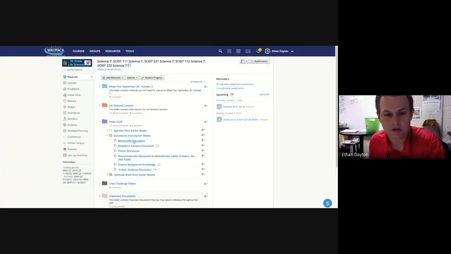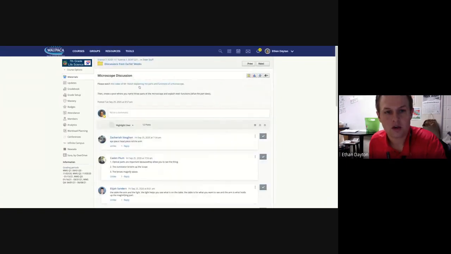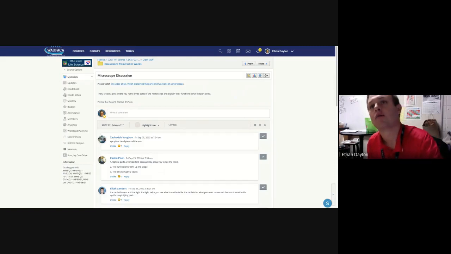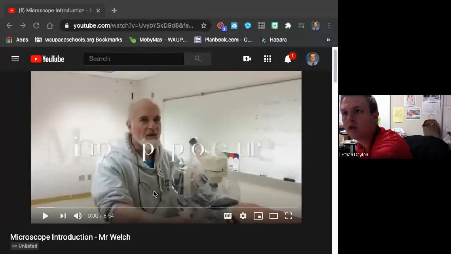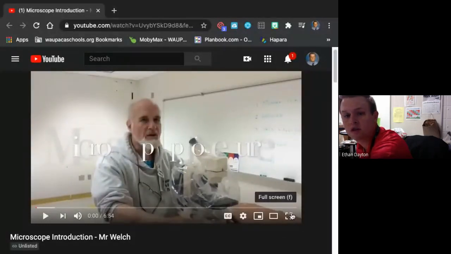All right, so then I would go to microscope discussion. Here is where we're going to listen to Mr. Welch explaining the parts and functions of a microscope. Okay? And now I know it went to a new tab, so I will have to share a different part. Okay? This is the part where it gets just tedious. Entire screen. Okay? So we're going to go over it. I'm going to talk as well. Cool? Everybody see Mr. Welch on screen?